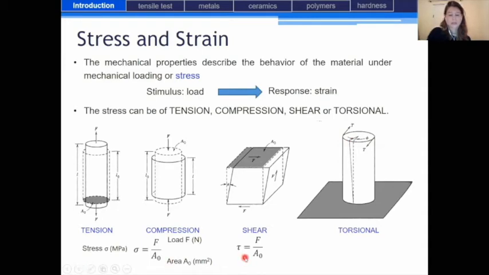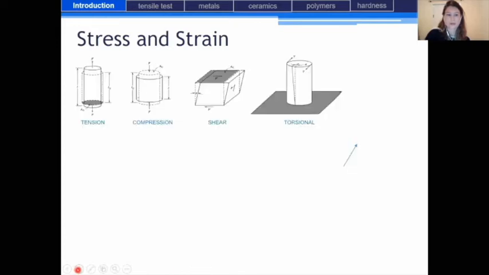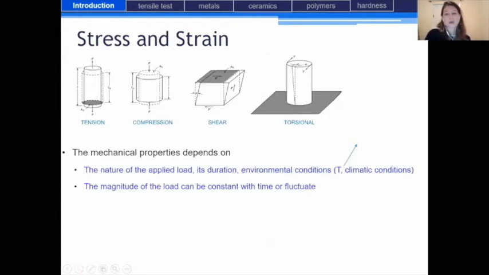And so in the shear stress, you can see that the definition, calculation of the shear stress is similar to the one that we described for tension and compression. So it is the load divided by the cross-sectional area of the specimen. And so the mechanical properties will depend on the nature of the applied load, so if it is dynamic or if it is static, depending on the kind of stress as we described.